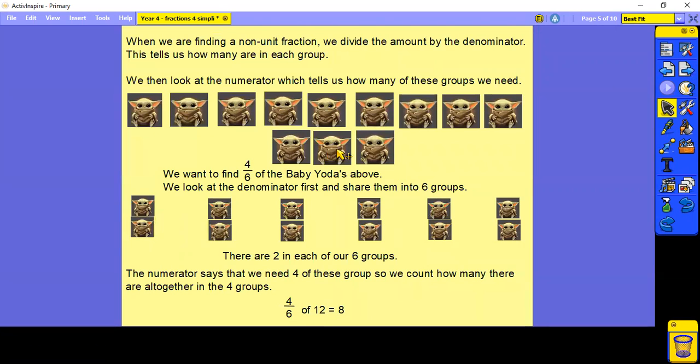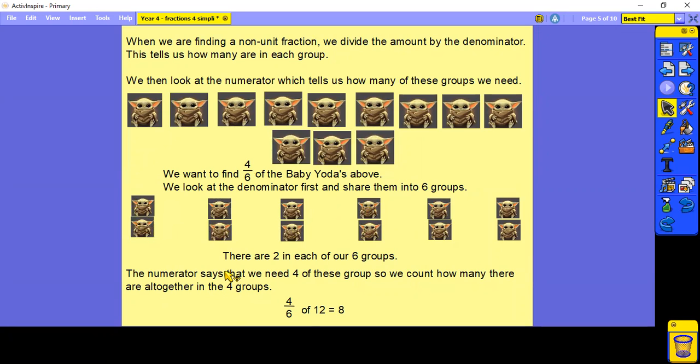So we've got some baby Yodas, and we want to find 4/6 of the baby Yodas above. So in total, there are 12 baby Yodas. Now we want 4/6. So first of all, we look at the denominator and we share the baby Yodas into 6 groups. And you can see that there are 2 in each of our 6 groups. Now the numerator says we want to find out how many there are in 4 of those groups. So we've got 2, 4, 6, 8. So that's my 4 groups there. There are 8 baby Yodas in those 4 groups.